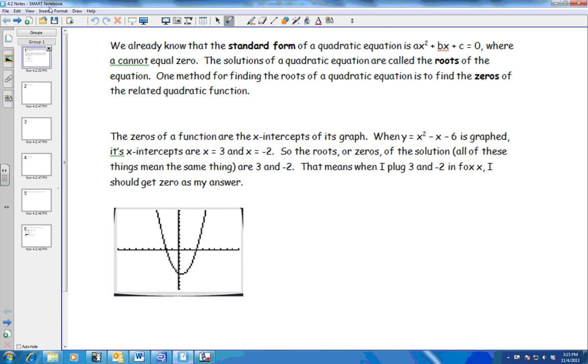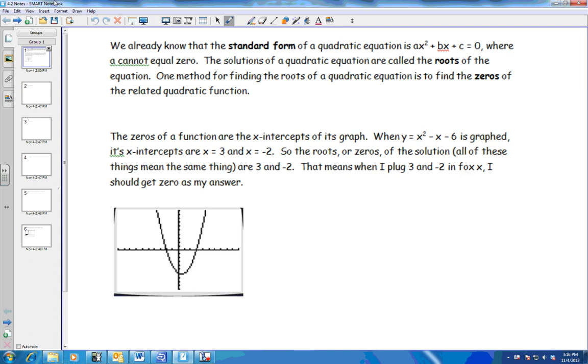Okay, this is section 4.2, and we're going to be solving quadratic equations by graphing. Yesterday, all we did was graph quadratic equations without our calculator. We did that by using a table. Today, we're going to solve by graphing, and we're actually going to use our calculator.